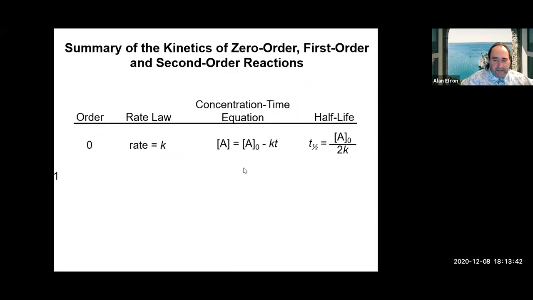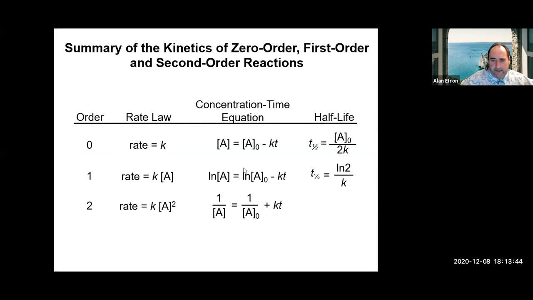So here's a summary table of what we talked about in terms of the different orders, 0, first, and second, and our concentration and time equations and our half-life equations. If you're good at math and you can't remember the half-life, you could always substitute in initial divided by 2 into here and solve for t, and that would get you here, if you ever run into a jam.